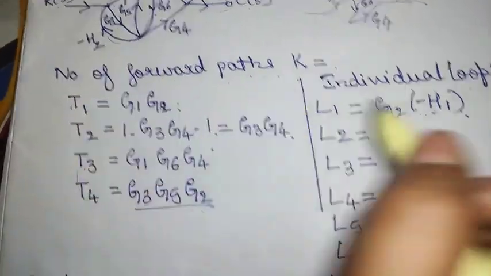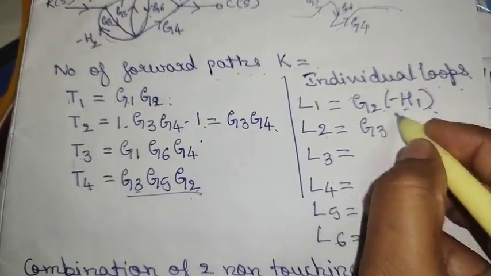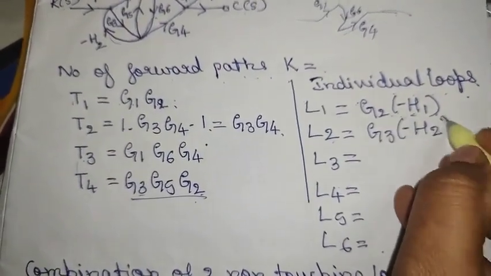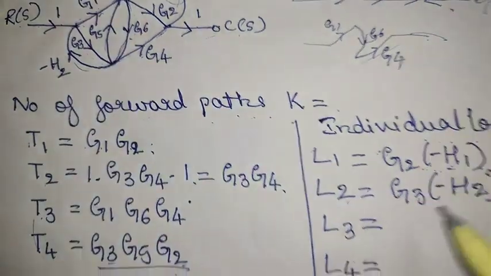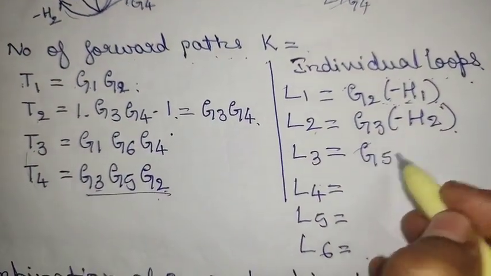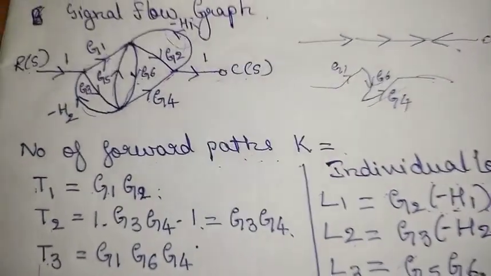G3 minus H2. So that is the second loop. And what about the third loop? G5 and G6. So that is the third loop, G5 and G6. And what about the fourth loop?